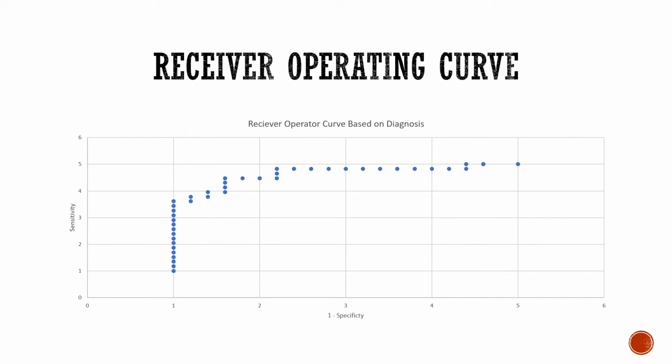A receiver operating characteristic curve is a plot of test sensitivity as the y-coordinate versus its false positive rate, or 1 minus specificity, as the x-coordinate. This is an effective method to determine the performance or quality of diagnostic tests. Each point on the curve represents a sensitivity-specificity pair corresponding to a particular decision threshold. The greater the area under the receiver operating curve, the more useful the test.